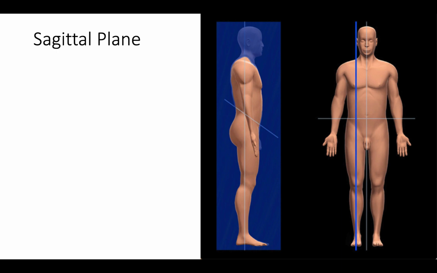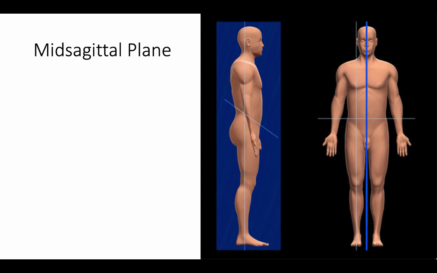The sagittal plane is when an imaginary line divides the body into a right side and a left side, or a right section and a left section. This imaginary line does not have to be down the midline of the body. It can be off to the right or it can be off to the left, but it divides the body into a right and a left side. A midsagittal plane is the imaginary line that divides the body into an equal left and right section.